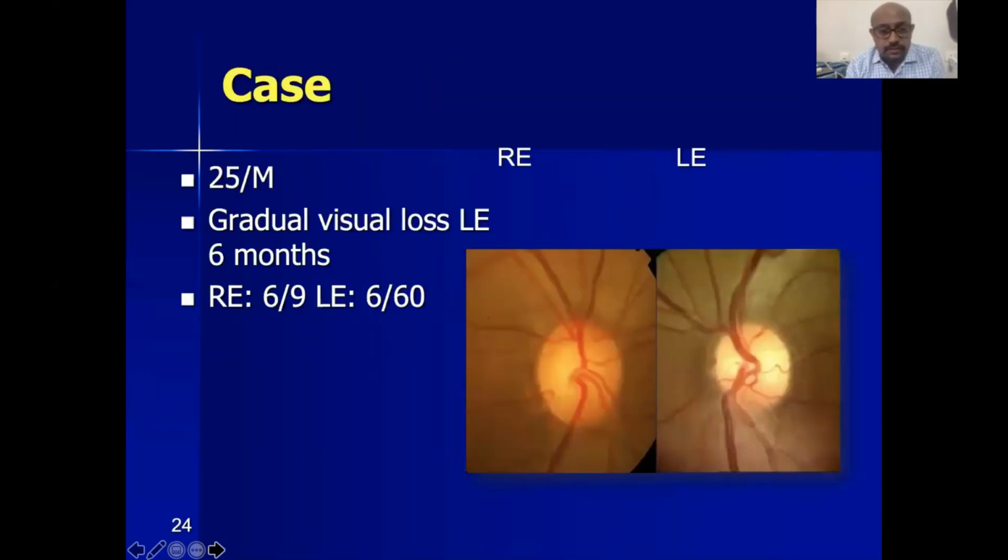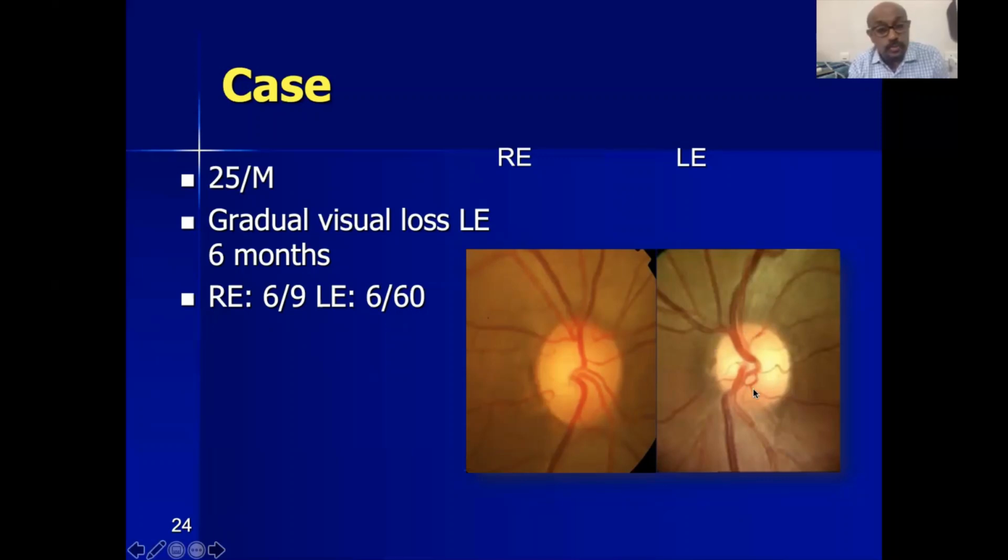This is a 25-year-old male with a gradual progressive loss of vision in the left eye for the last 6 months. His visual acuity in the left eye is 6/60. He had a minor trauma in the left eye and he was told that the pallor of the optic nerve, and 6/60 vision, is related to the trauma that he had.